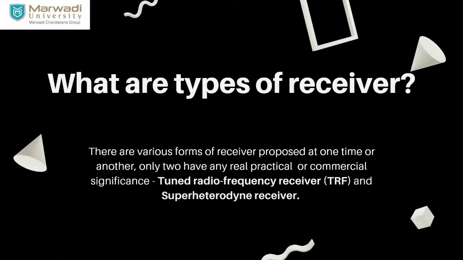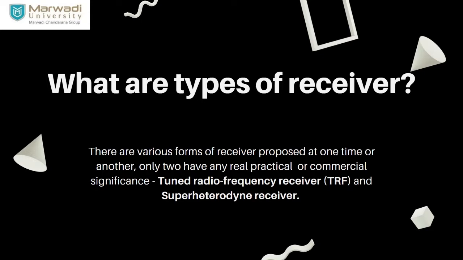So as we can say, there are radio receivers. In radio receivers, AM receiver and FM receiver are mostly used, but before that, in old days, people were using the TRF receiver, meaning tuned radio receiver, and the second one is the superheterodyne receiver.